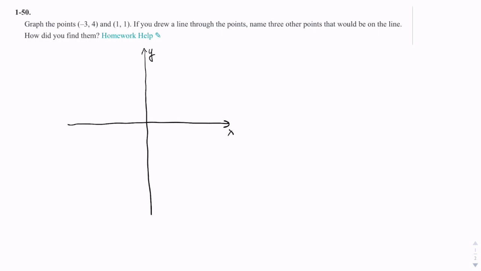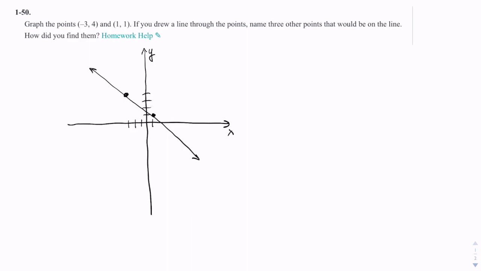Okay. So -3, 4, -1, 2, 3, 1, 2, 3, 4, and there is a point, and then 1, 1 is right there. And it says if you drew a line through the points. So I will draw a line through those points, right? Okay.